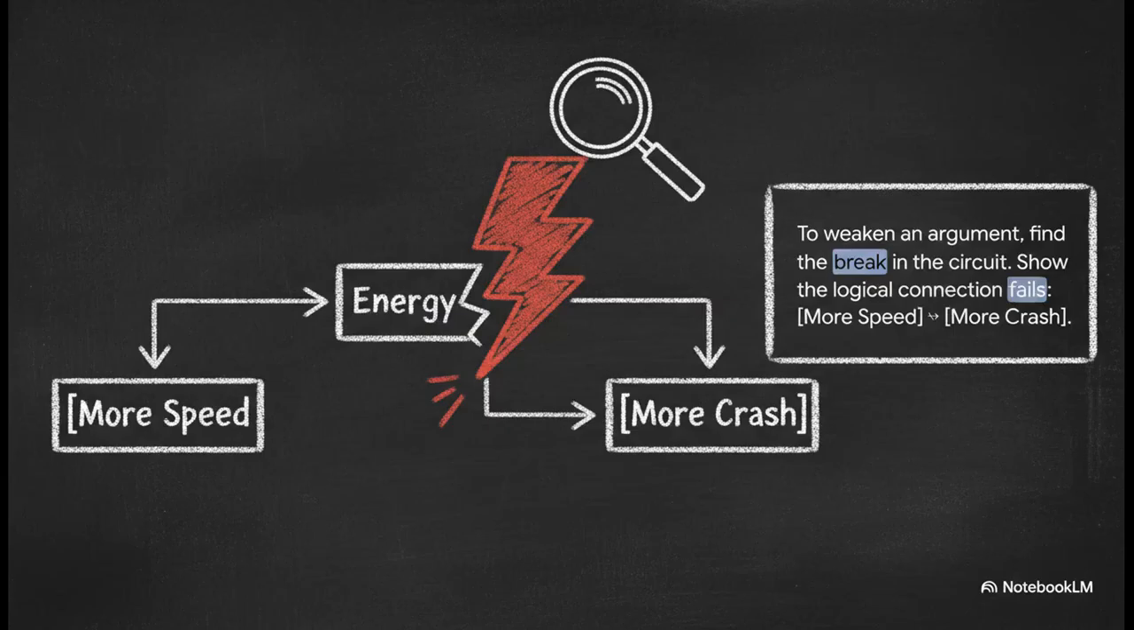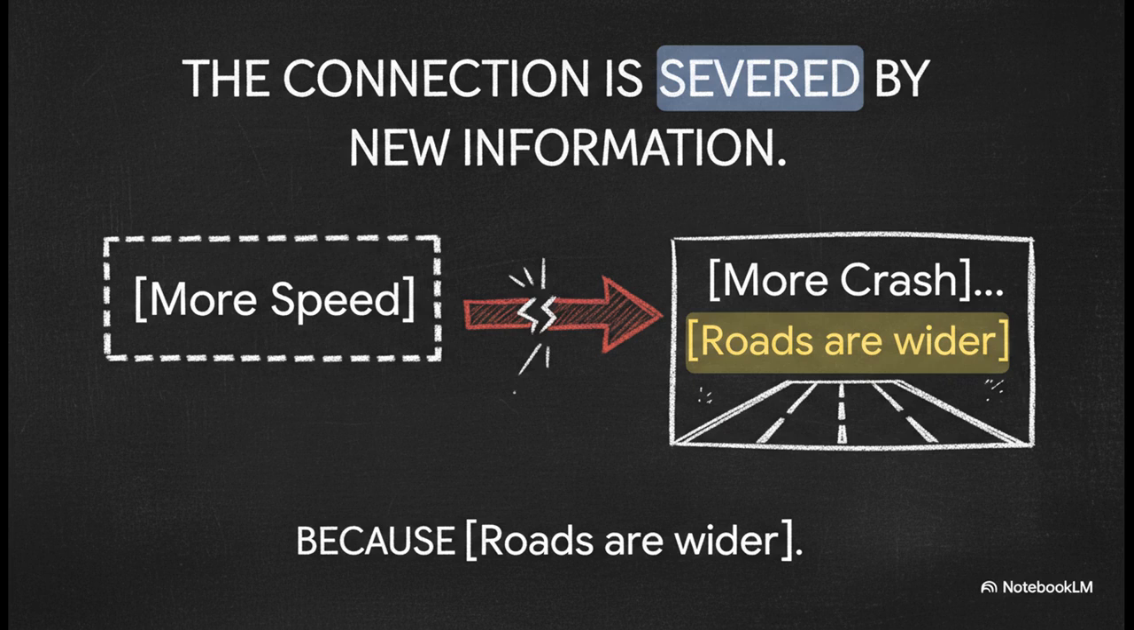So if that's the circuit, how do you weaken an argument like this? You don't need some complex multi-point counterargument. Nope. You just need to find one single place where that circuit breaks. You just have to show that one of those arrows, one of those logical connections, doesn't necessarily hold up. You just have to break that link between, say, more speed and more crash.